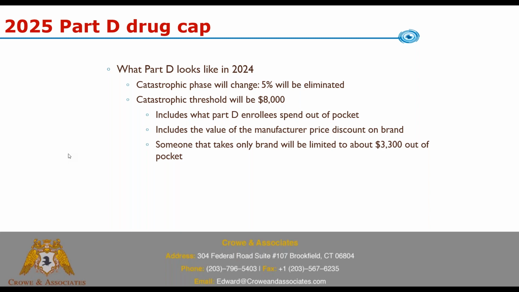But that threshold will include what Part D enrollees spend out of pocket, includes the value of the manufacturer price discount on brand. So if you look at the math on that, let's assume for a minute somebody takes only brand drugs in 2024, that's all they take. They will hit the catastrophic threshold after about $3,300 out of their pocket because the rest is going to be discounts counted towards that $8,000. So just to give you an idea of it. And again, if there's questions, I'm happy to answer them at the end for you.